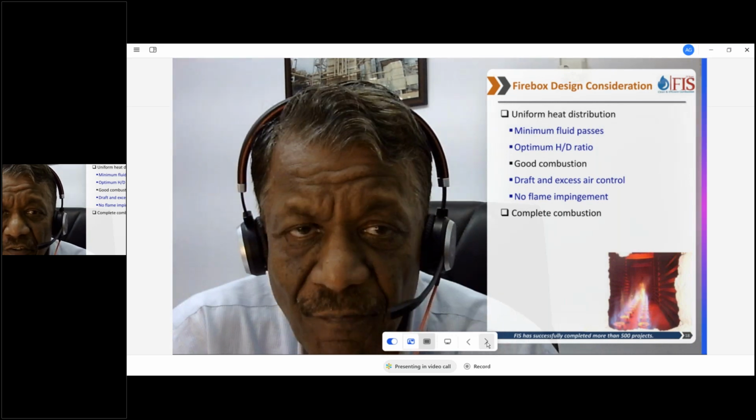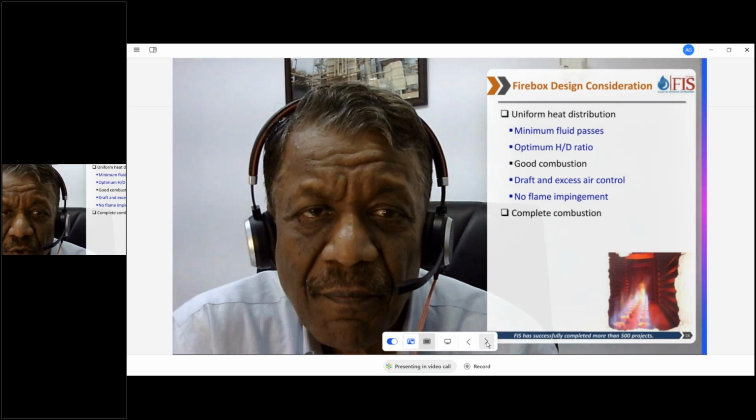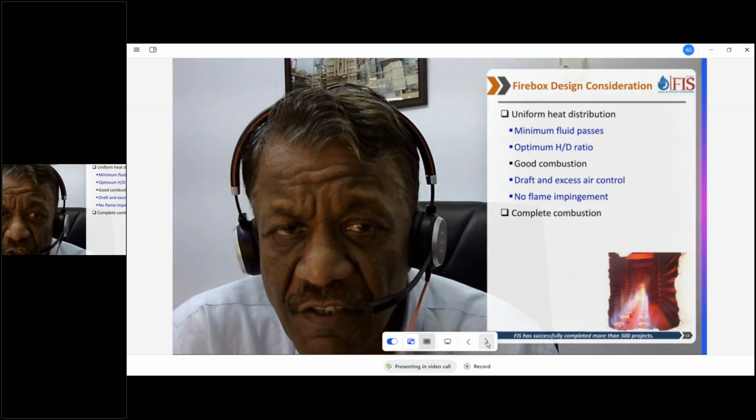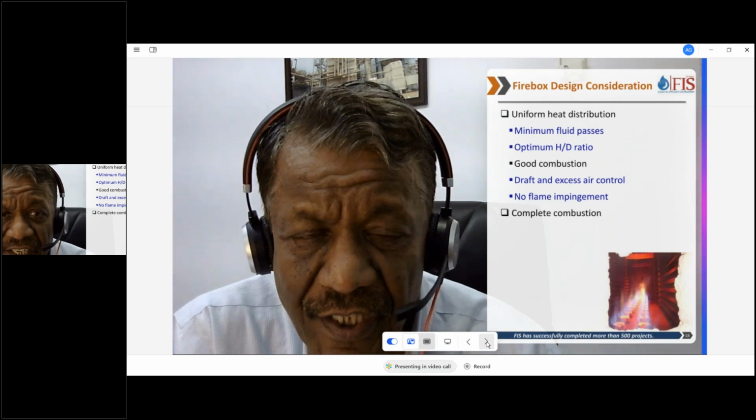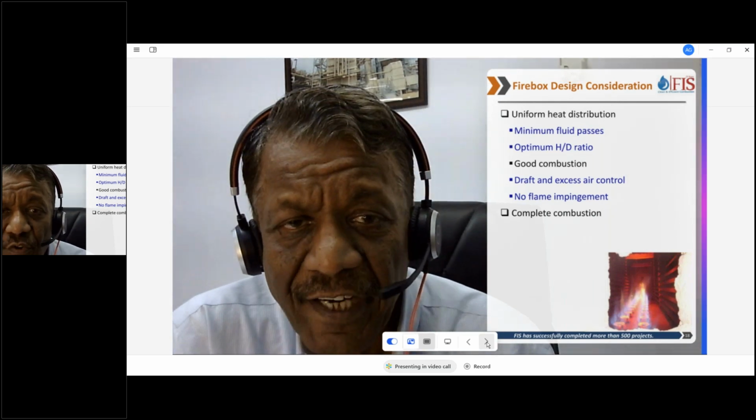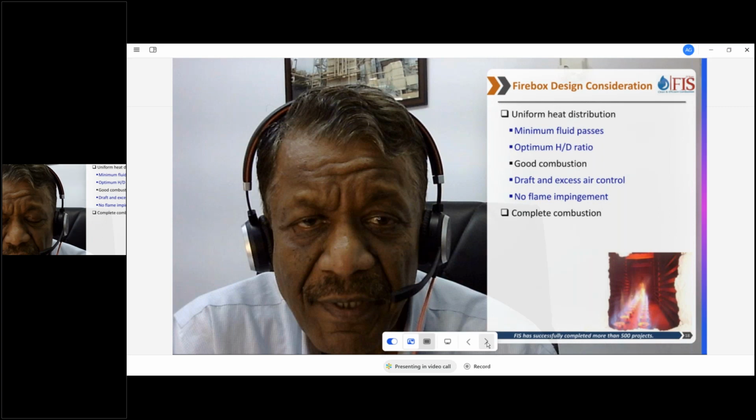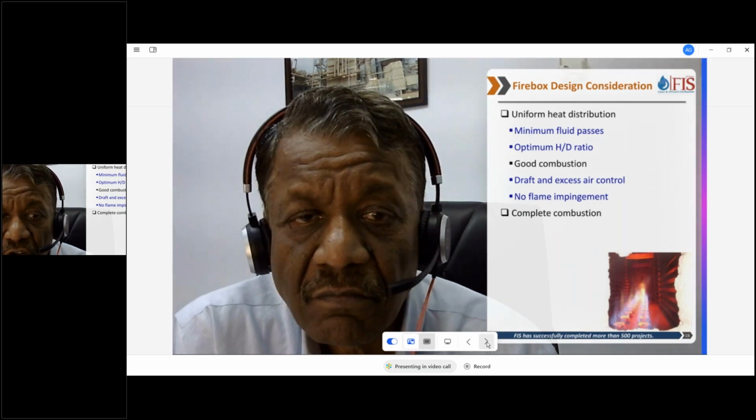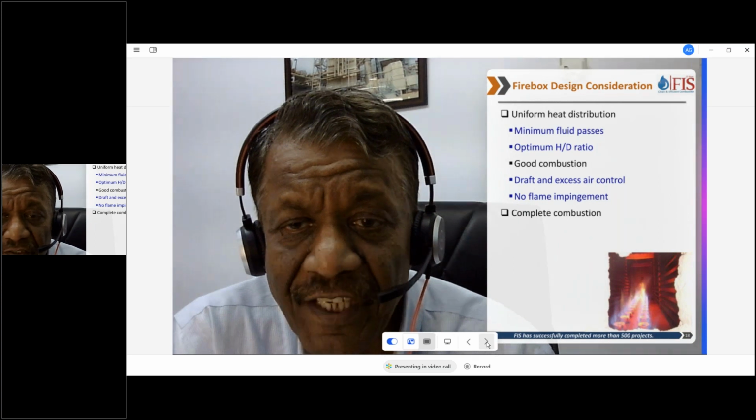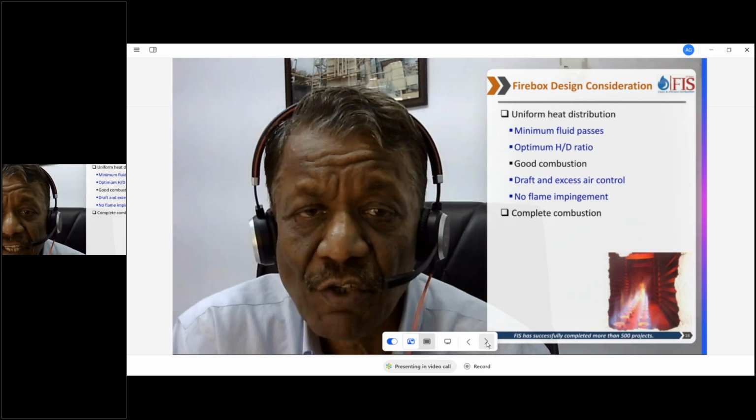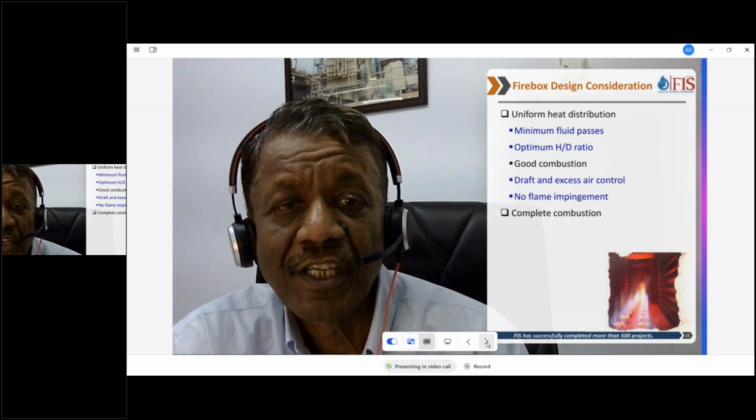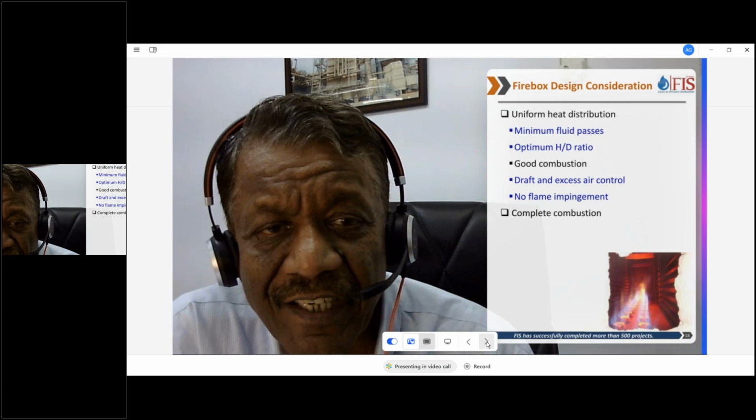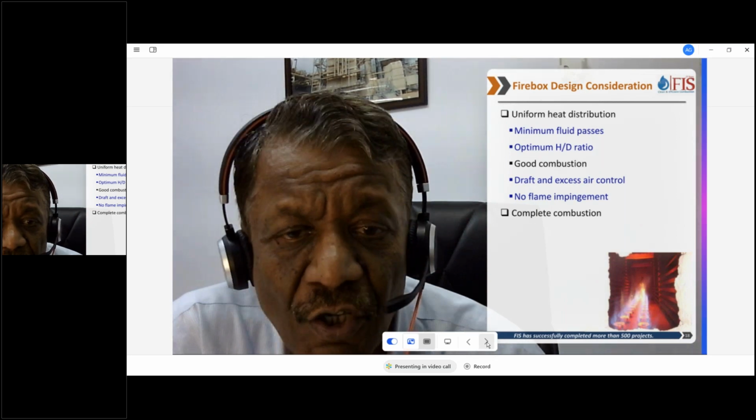We are also aiming for a good H by D ratio or good H by W ratio. We are looking for good combustion, draft and excess air control, and no flame impingement. We are also making sure that all flames, all combustion takes place in the radiant section. We don't want any combustion taking place in the convection section. So these are some of the design considerations which go into fired heaters.